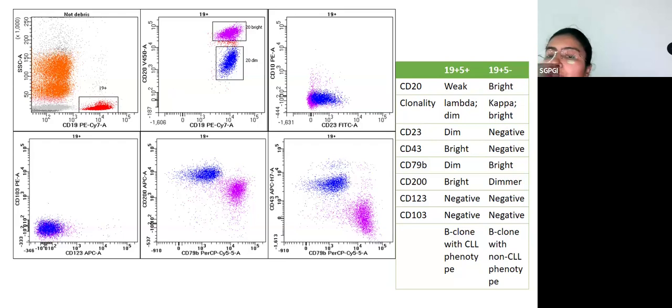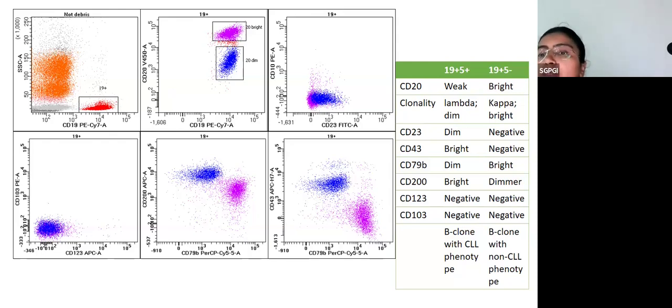In the further tubes, you see that you have the blue cells, CD5 positive, which are also expressing CD200 and which are also expressing CD43, CD79b dim. So this is a CLL clone. While the bright CD20 positive cells, they express CD79b and they have heterogeneous CD200 or dim CD200 and they lack CD43 expression. So basically, this was a non-CLL B cell clone.